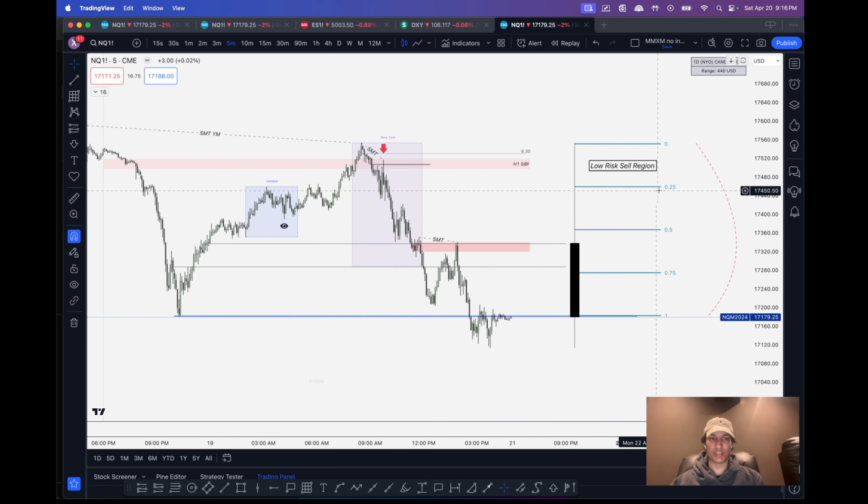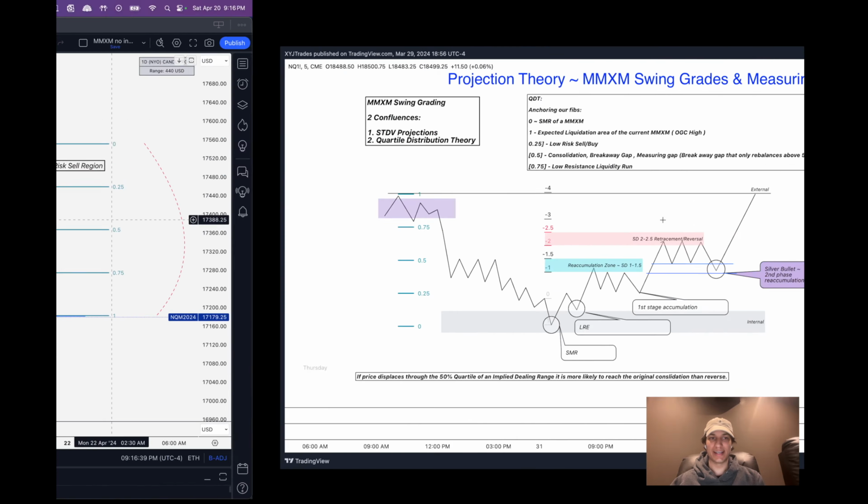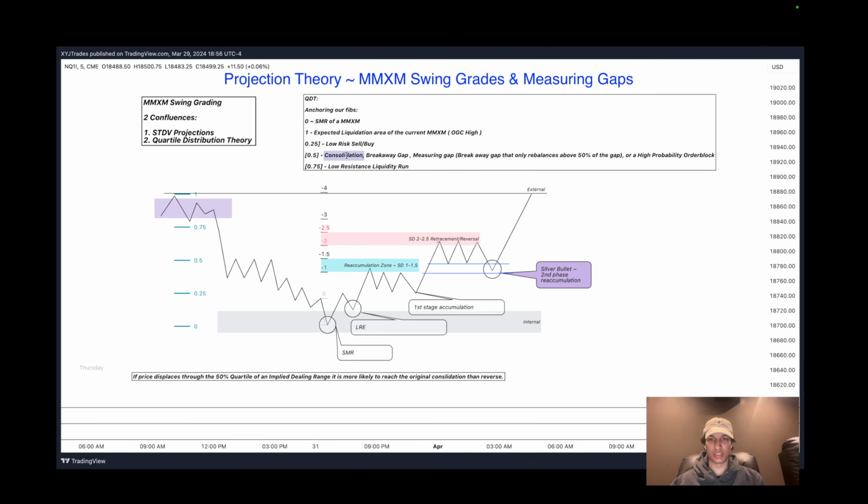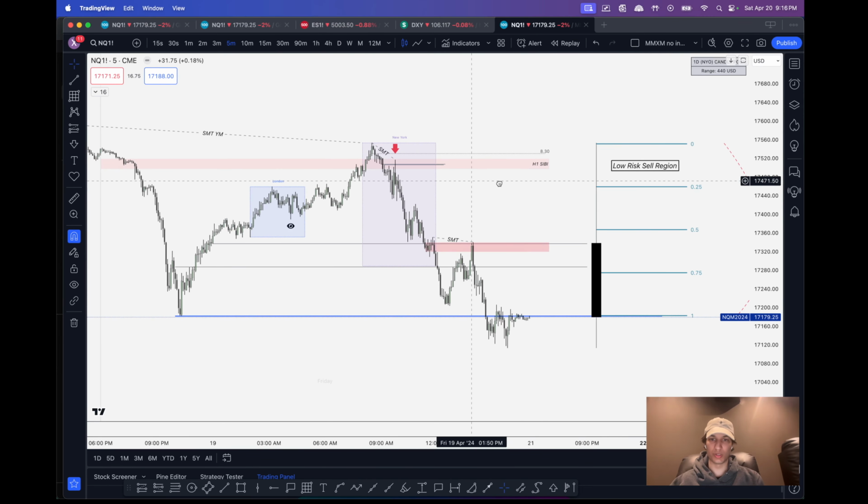Now, in between the 0.25 and 0.5, the expectation is to see consolidation, a breakaway gap, or a measuring gap, or a high probability order block.